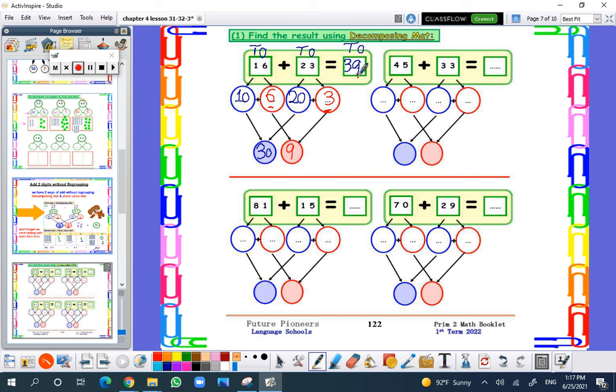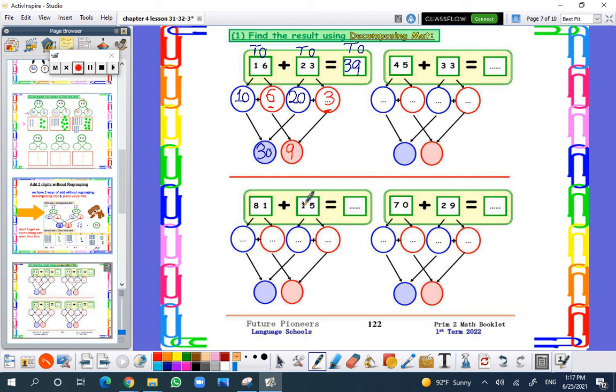But guys, what is the meaning of without regrouping? Without regrouping means that the ones place will be 9 or less than 9. No more than 9. If the ones place is more than 9, it's called with regrouping. So today we are explaining without regrouping. That means the ones place is not more than 9. Let's solve this example: 81 plus 15.